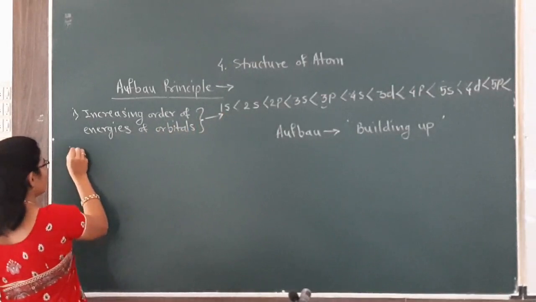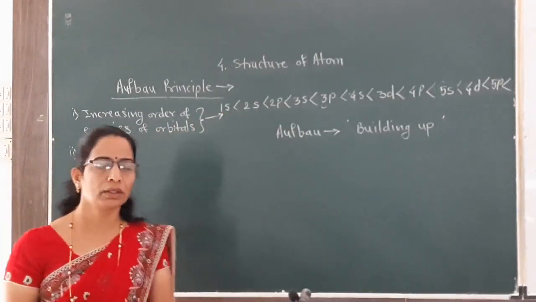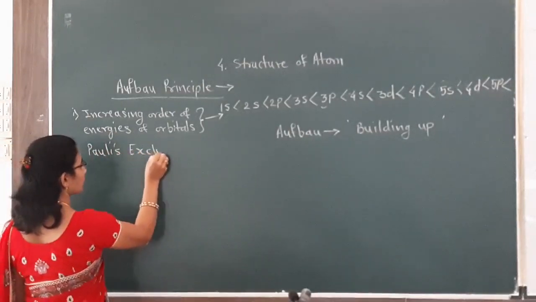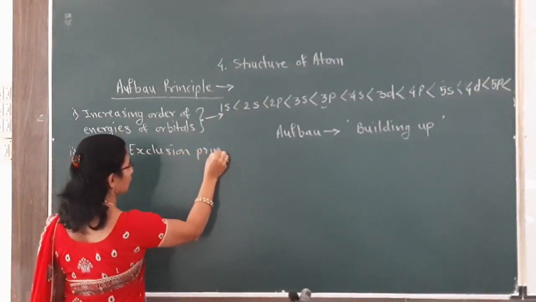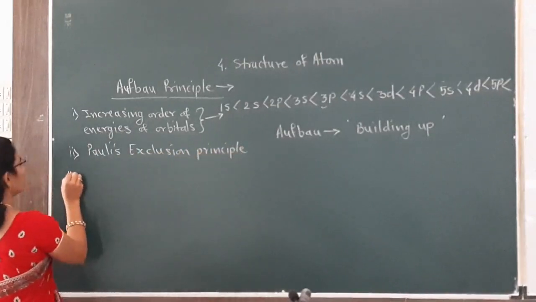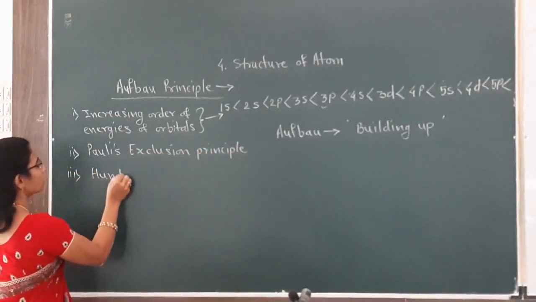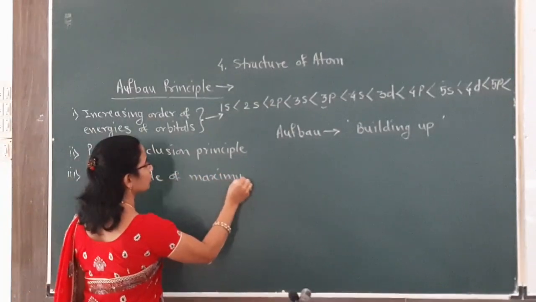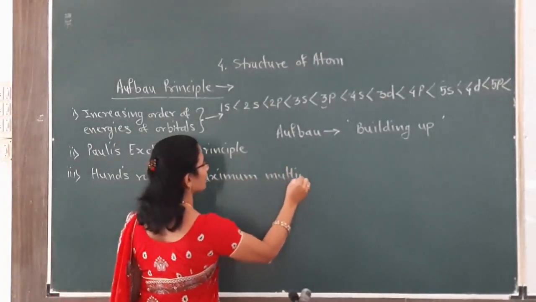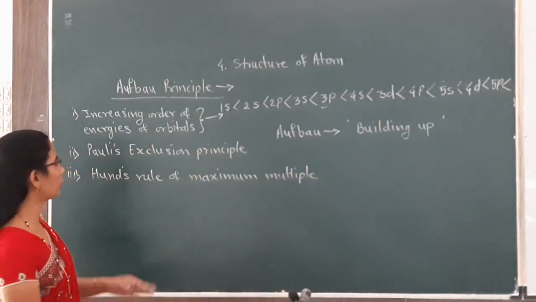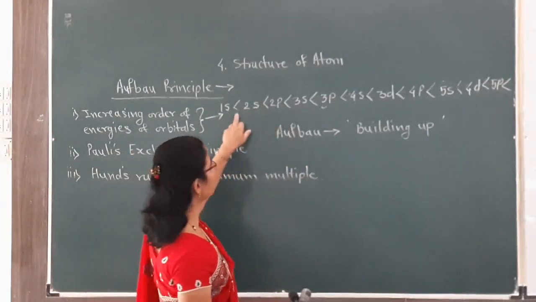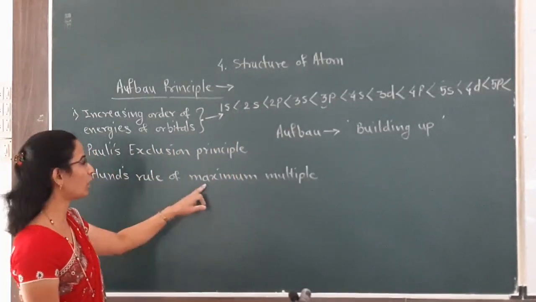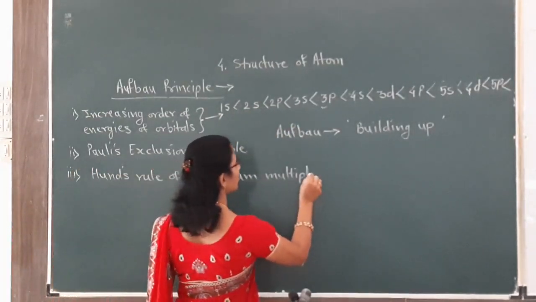This principle is also based on one more principle which is named Pauli's exclusion principle, and the third one is Hund's rule of maximum multiplicity. While distributing electrons in orbitals, we cannot consider only this order, but we also have to take the support of Pauli's exclusion principle and Hund's rule of maximum multiplicity.